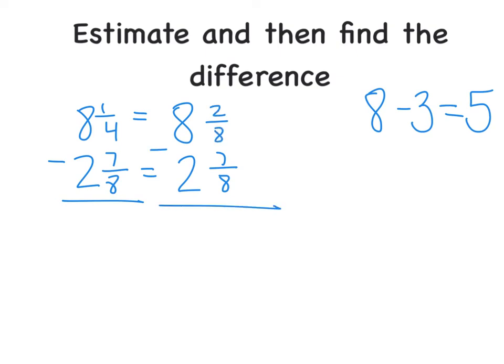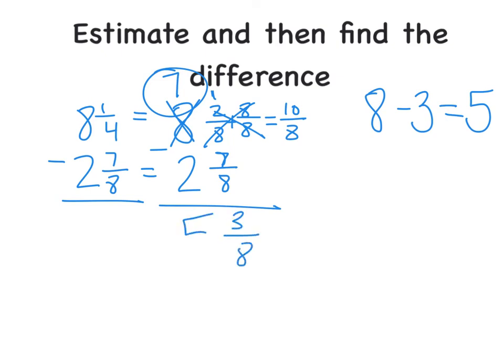I'm going to start by subtracting the fractions, but I can't subtract 2 minus 7. So I'll borrow one whole from this 8 and make it 7, and I'll put the whole over here, but I'm going to write it as 8/8. So 2/8 plus 8/8 is 10/8. So now I have 7 and 10/8 minus 2 and 7/8. 10/8 minus 7/8 is 3/8, and 7 minus 2 is 5. So my final answer is 5 and 3/8, which is reasonable because it's close to 5.